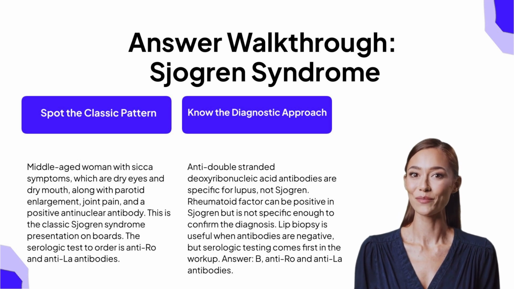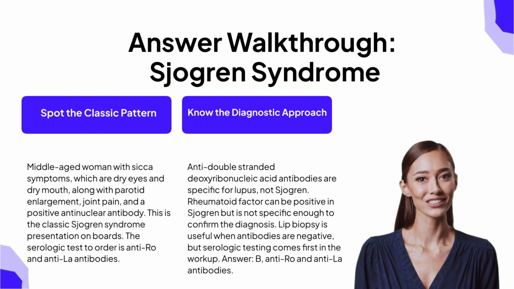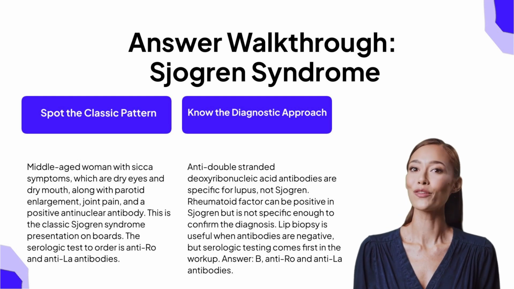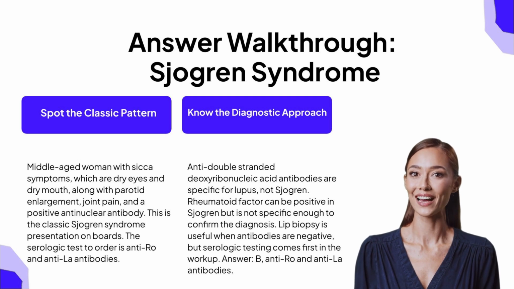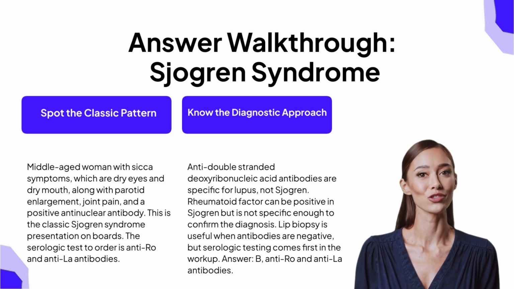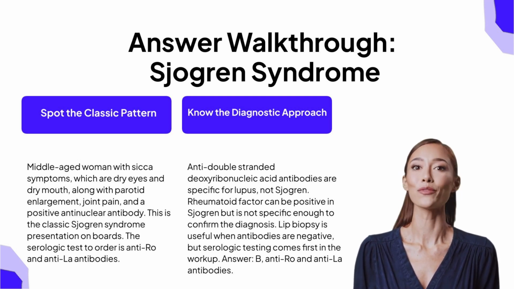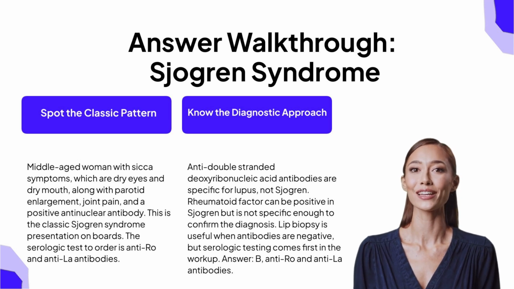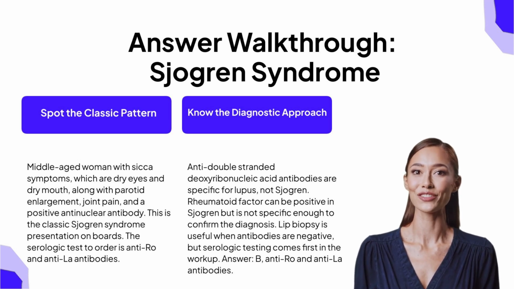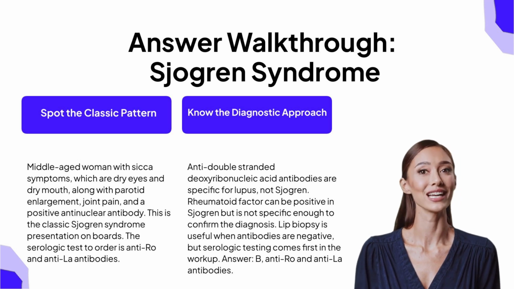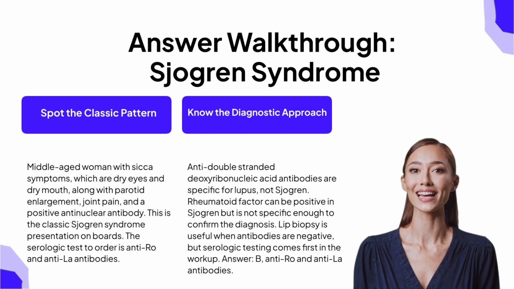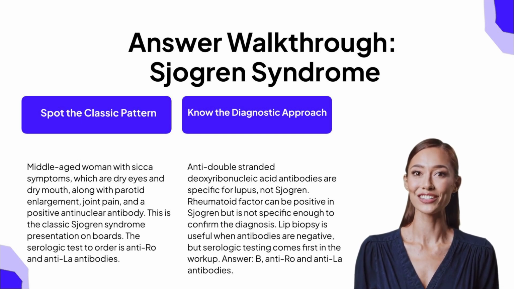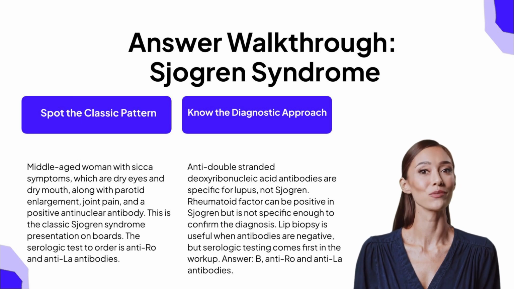Rheumatoid factor can be positive in Sjögren's syndrome, but it is not specific enough and is also positive in many other conditions. Lip biopsy of the minor salivary glands is a valid diagnostic test for Sjögren's syndrome, but it is typically performed when serologic tests are negative and clinical suspicion remains high. Serology comes before biopsy in the standard workup. The correct answer is B, anti-Rho and anti-La antibodies. Review the Sjögren's syndrome diagnostic criteria in your rheumatology resources for the complete workup algorithm.